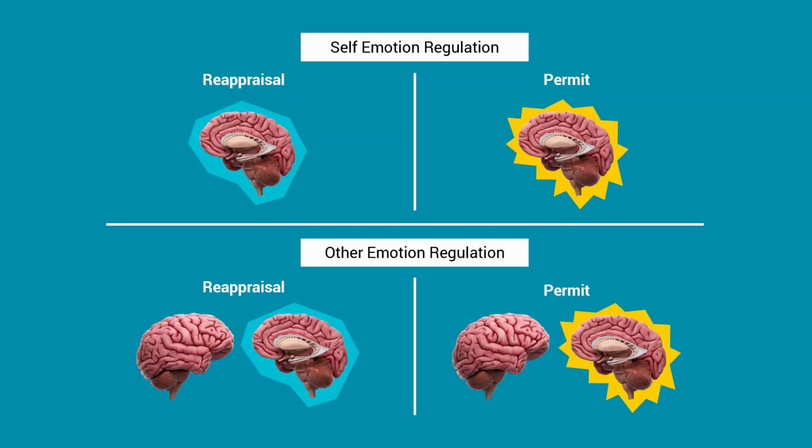Right, so with that in mind, they had a look at a couple of different scenarios. So for the one part, they had the individual do things themselves, and that means they can apply the reappraisal strategy on themselves in that moment when they are seeing that distressing image. Or on the other side, they can also let the person simply permit the emotion to run its course and just experience what they're experiencing.